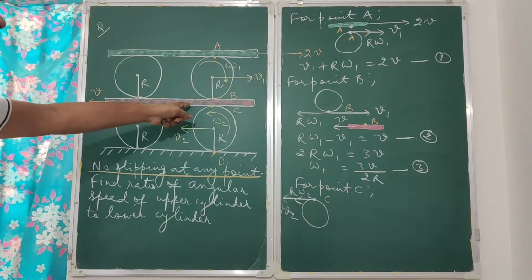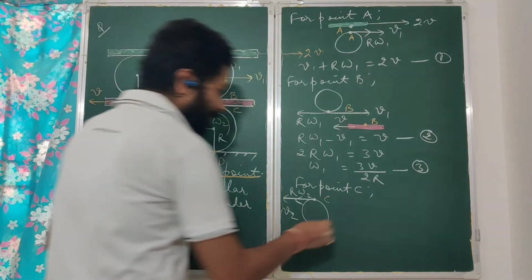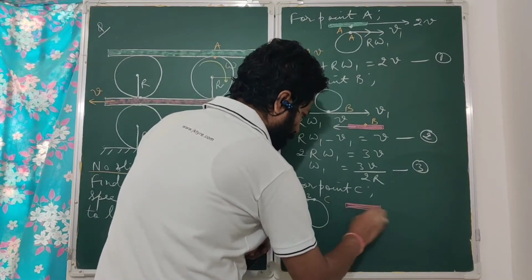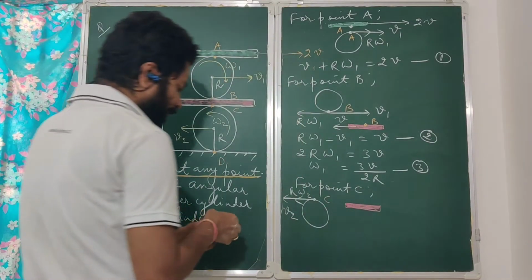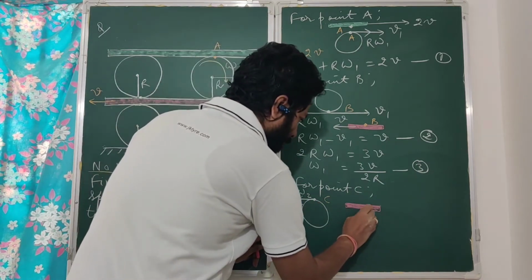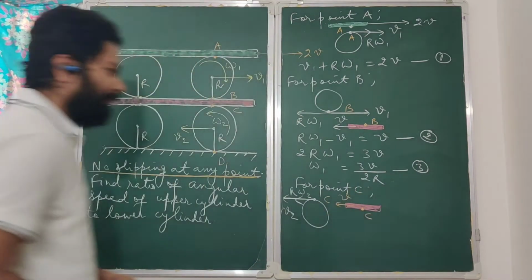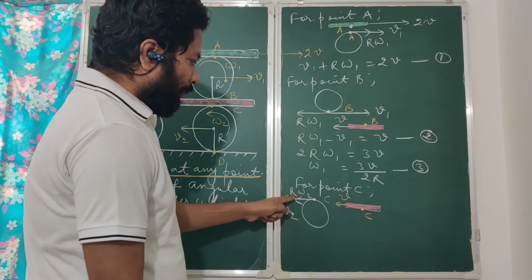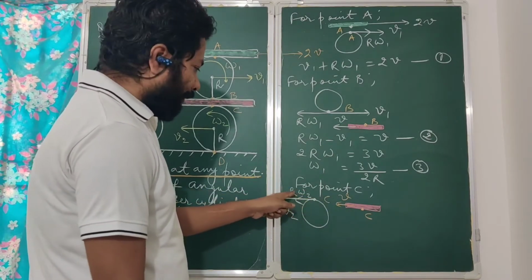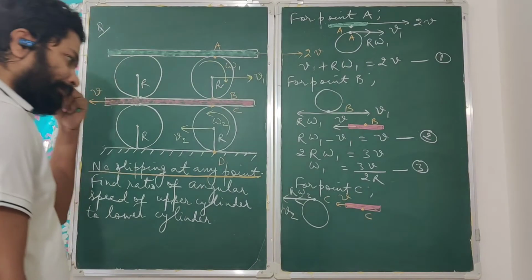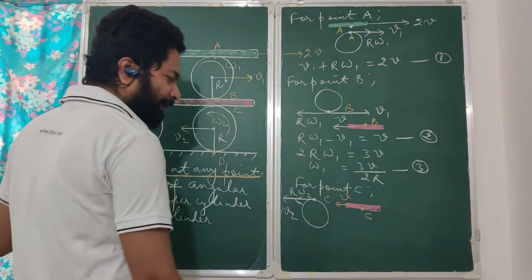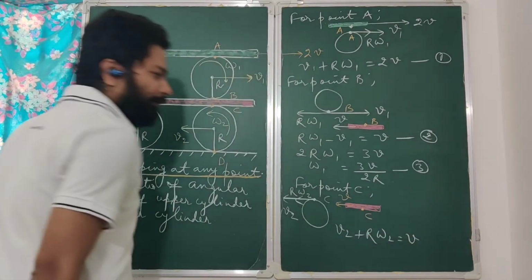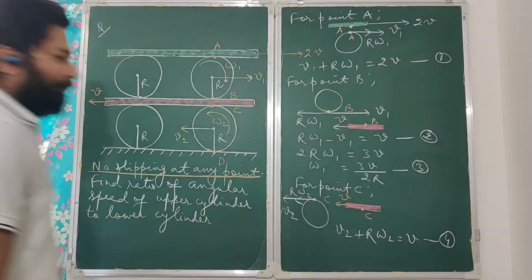If a point C, you are having middle plank which is moving towards left hand side with velocity v. So point C is present here also, and this is moving towards left side with velocity v. So again same point, so velocity should be same and there should not be any relative motion, right? So r omega 2 plus v2 should be equal to v. So we can write v2 plus r omega 2, this should be equal to v. So this becomes our fourth equation.